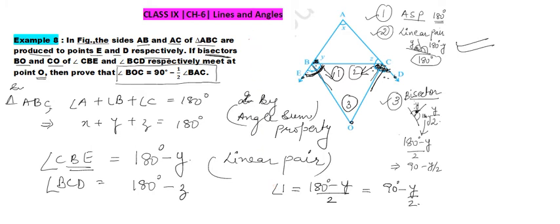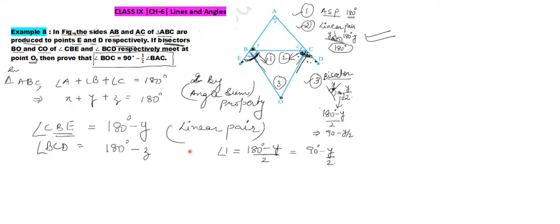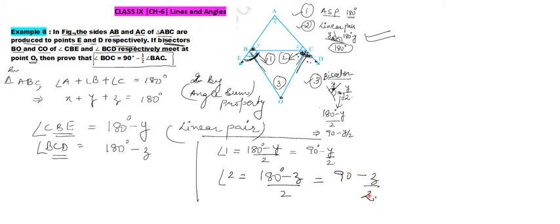So you have calculated the value of angle 1. Now you have to find out the value of angle 2. How are we going to find it? It will be half of angle BCD. So this is BCD, and if you take half of it, this will be equal to 180 degree minus z by 2. Further, this comes out to be 90 minus z by 2. So we have simplified angle 1 and angle 2.